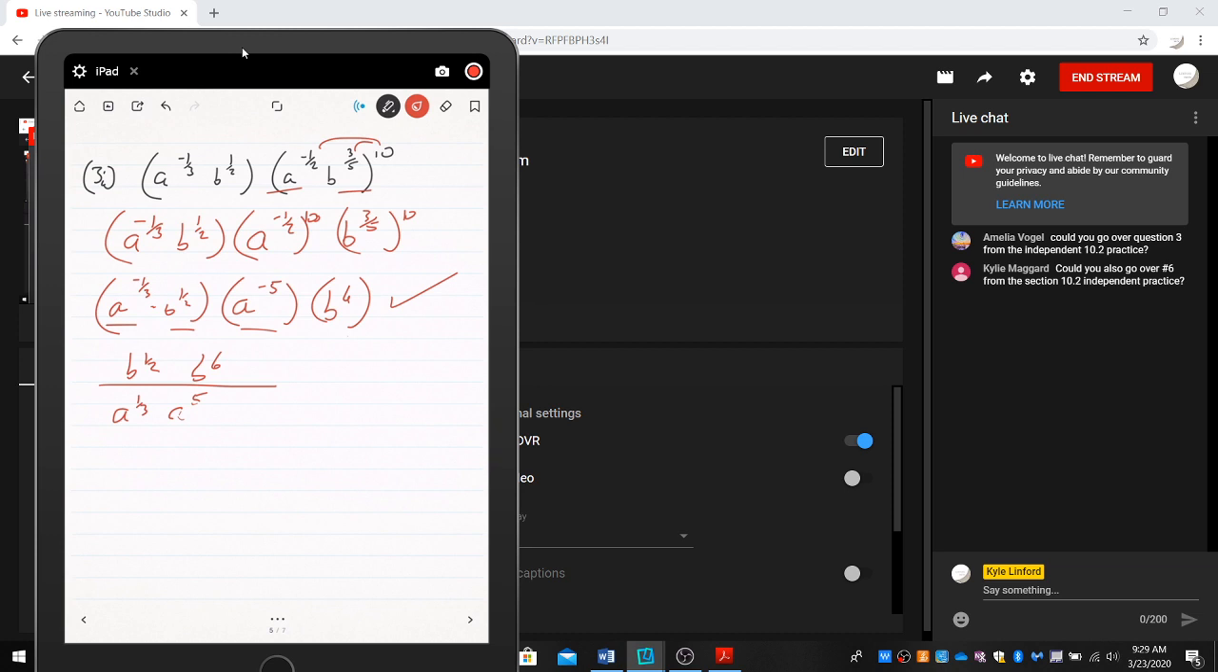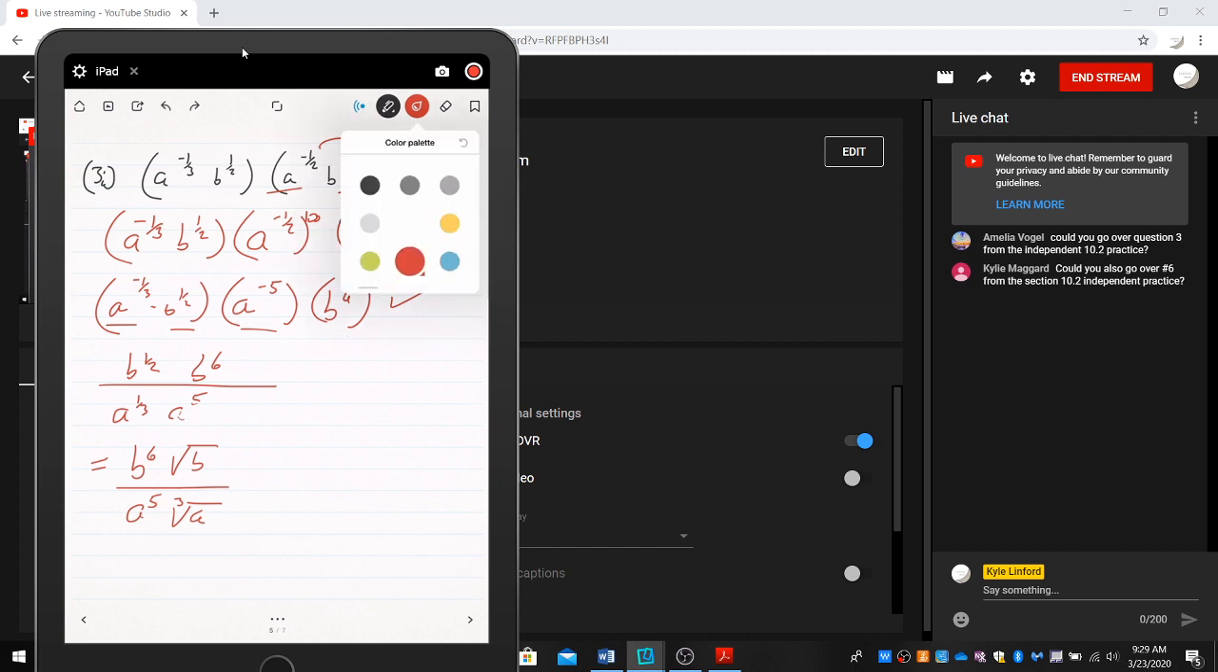Now, we can combine these together. We would really just have b to the 6th times the square root of b over a to the 5th times the cube root of a. But wait a minute. Hopefully you're saying, okay, this part makes sense, but I know I cannot have a cube root in the denominator. So we have to do a couple extra steps here. We have to get rid of that cube root.